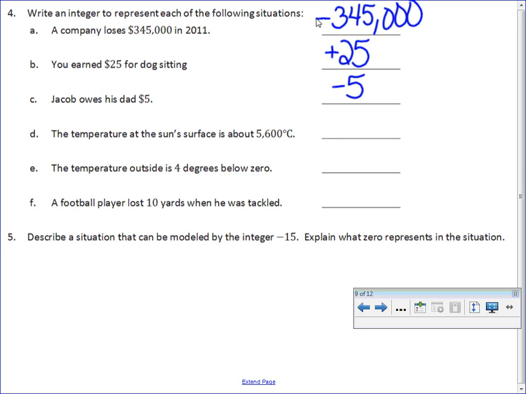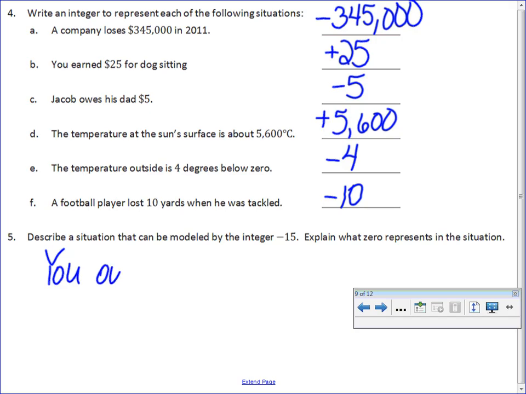Let's get more people raising their hands. It's the same people over and over, and I appreciate the participation, but I want more people involved. Right. Now again, normally we would not write the positive sign, but since we're in our integers unit, we will. 4 degrees below 0. Yup. A football player lost 10 yards when he was tackled. A situation that would be negative 15.